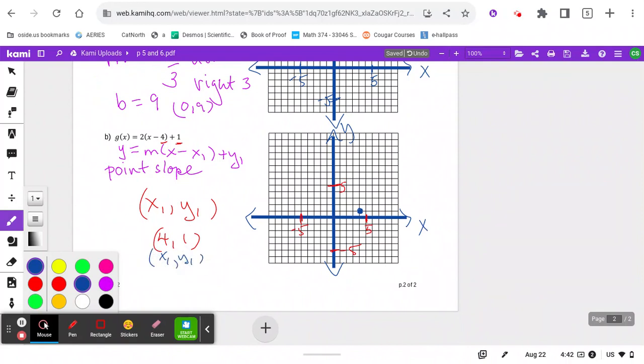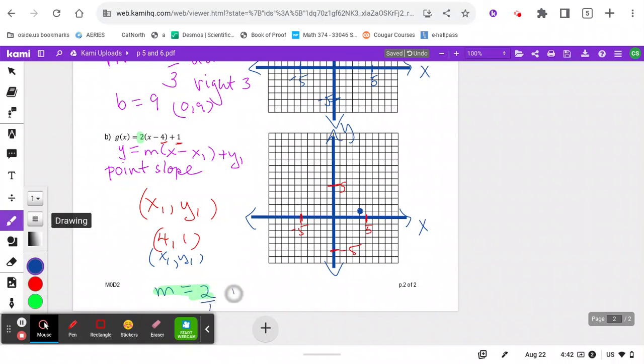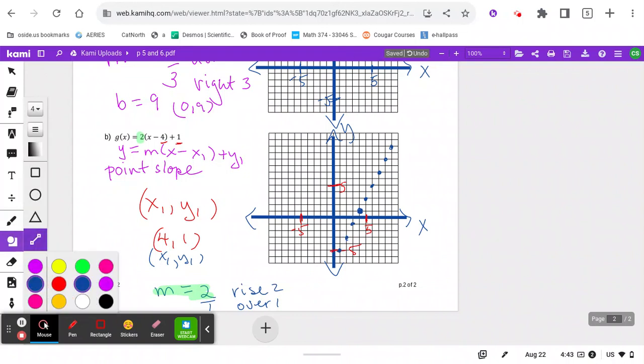Now from there, I'm supposed to count a slope of 2. Do you see where I got that from? This number right here. So how do I count a slope of 2? It's up 2 over 1, up 2 over 1, up 2 over 1. Or down 2, back 1, down 2, back 1. But bottom line is, this better be a positive sloping line or I've done something wrong.